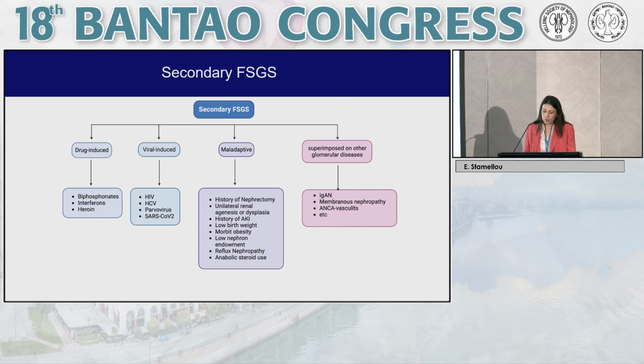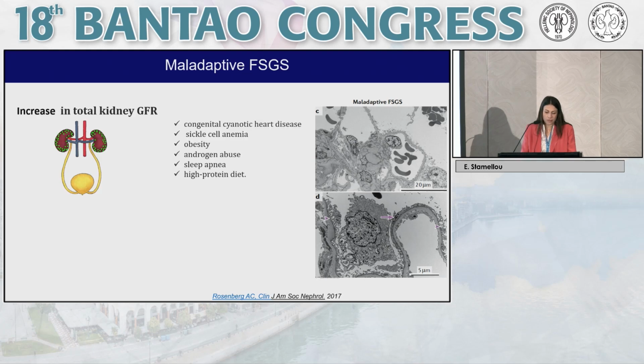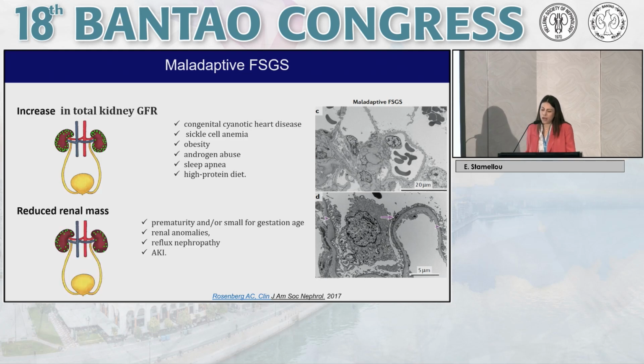And then we have maladaptive FSGS, which is totally different. In maladaptive FSGS, we have a condition in which we have hyperfiltration, glomerular capillary hypertension, and glomerular hypertrophy, and we have a higher demand. So it can be a result of increased hemodynamic stress or reduced renal mass, as also seen in small for gestational age and premature babies.